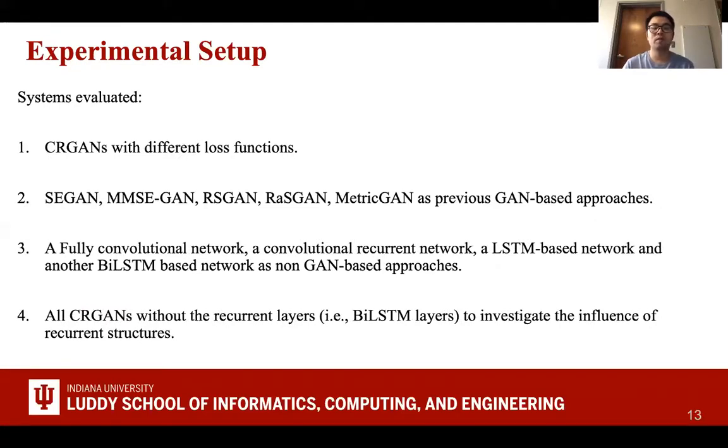In terms of the systems we evaluated, first we evaluated our proposed CR-GANs with the different loss functions described earlier. We also include some other previous GAN-based approaches, such as the CGAN, MMSE-GAN, RS-GAN, RAS-GAN, and MetricGAN. We also include a fully convolutional network, a convolutional recurrent network, an LSTM-based network, and a bidirectional LSTM-based network as the non-GAN-based approaches. And for all the CR-GAN models, we also evaluate versions without the recurrent layers to investigate the influence of the recurrent structures.